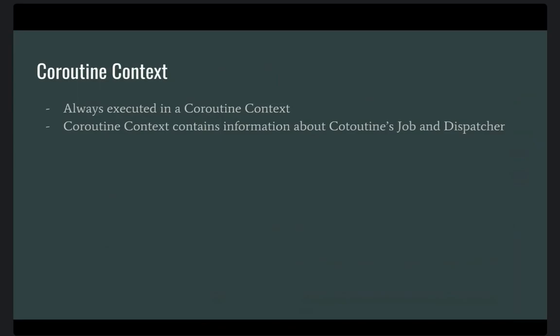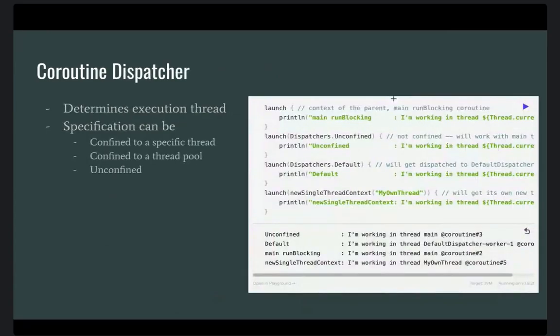Coroutine context. Whenever a coroutine is executed, we need to launch it from a scope, right? But whenever it's executed, it is executed inside a coroutine context. So a coroutine context contains information about the coroutine's job, a reference for that, and a dispatcher. So what is a dispatcher? The dispatcher is the one that determines what thread a particular coroutine will be executed on. So you can specify that the coroutine needs to be confined to a specific thread or a specific thread pool, or it can run unconfined. And you can specify that dispatcher whenever you are launching it. So launch with Dispatchers.Unconfined, Default, or any particular thread.